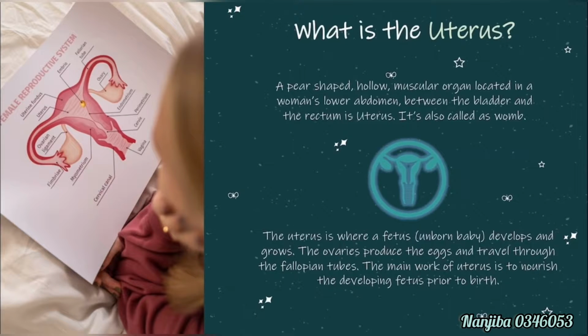The ovaries produce the egg that travels through the fallopian tubes. Once the egg leaves the ovary, it can then be fertilized and implant itself in the lining of the uterus. The main work of the uterus is to nourish the developing fetus prior to birth. The uterus consists of various nerves and networks of arteries and veins as well as ligaments, for instance, the round ligaments, cardinal ligaments, broad ligaments, and uterosacral ligaments of the uterus.